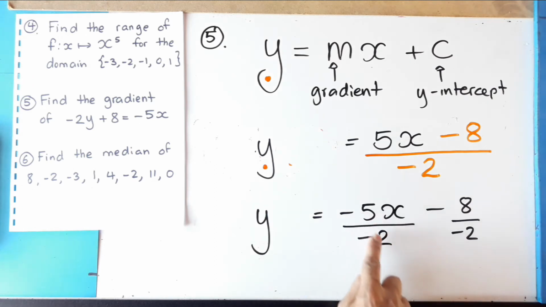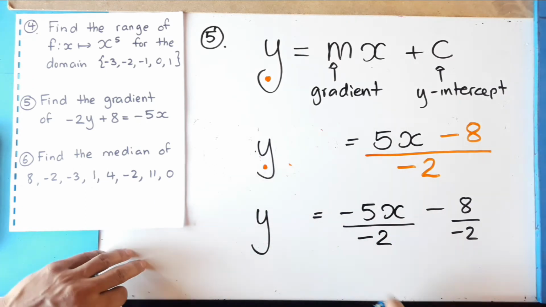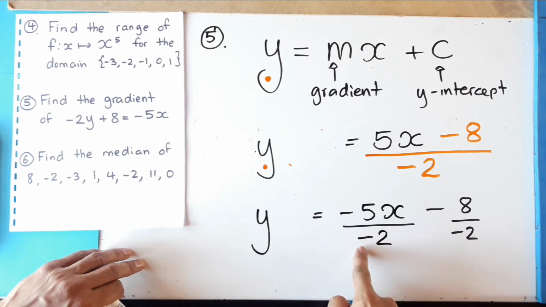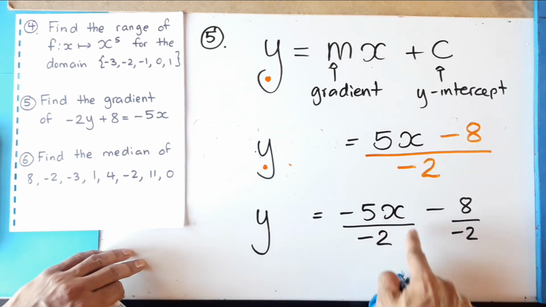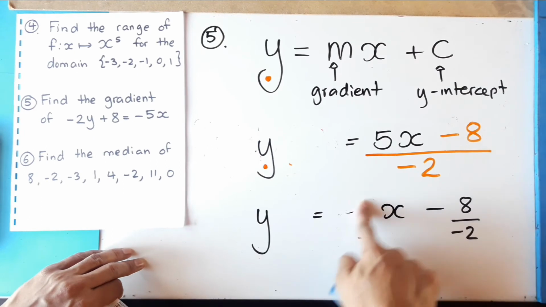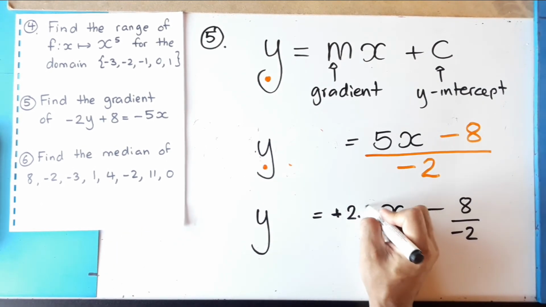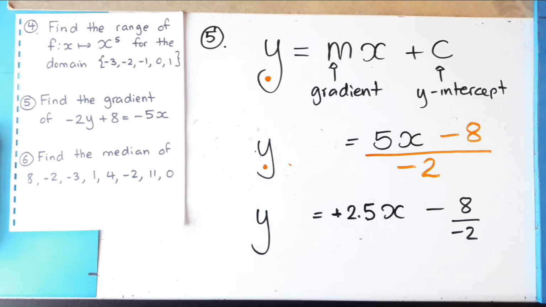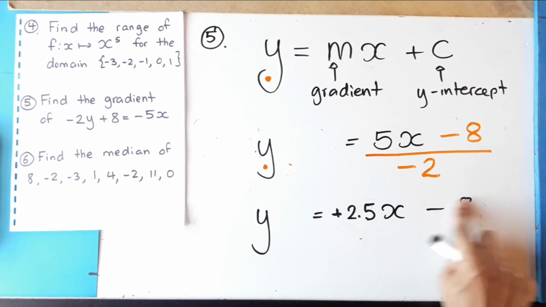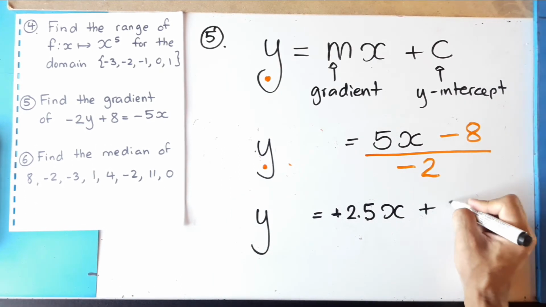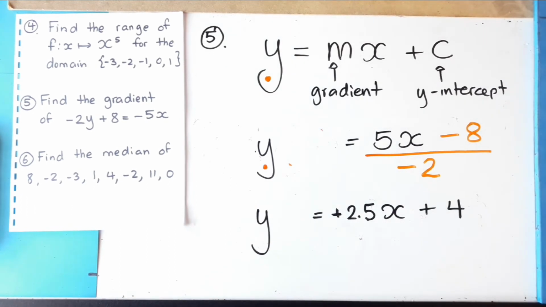Well, 5 divided by minus 2, when you divide two negatives, you're going to get a positive. And 5 divided by 2 is 2.5. Well, positive 2.5. Obviously, if I don't write the positive, it's positive. 8 divided by 2 is 4. Divide two negatives, you will get a positive. So you're going to get positive 4. Let's make a note here.